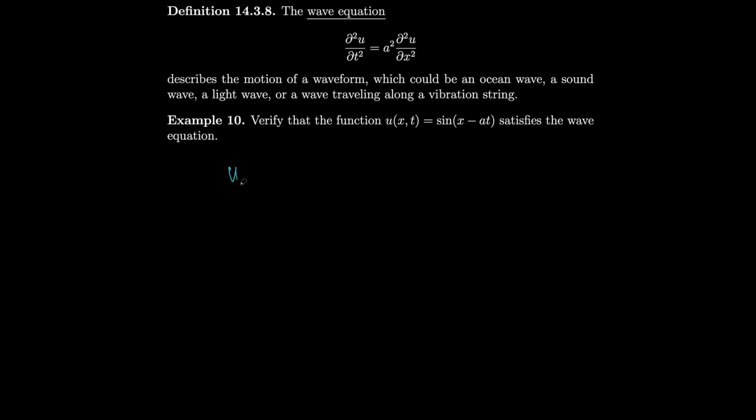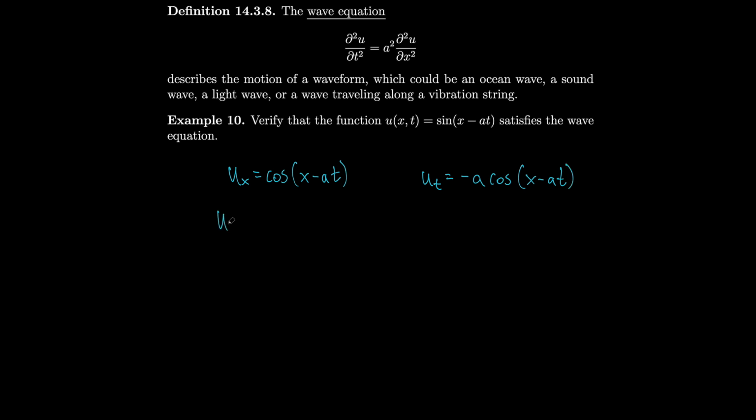So I'll take the partial with respect to x. I get ux equals the cosine of x minus at, because in this case t is constant, so we just have sine of x basically. And then I'll take the partial with respect to t. In this case, t is my variable. It has a coefficient of minus a, so that hops out in front. And I get cosine of x minus at again.